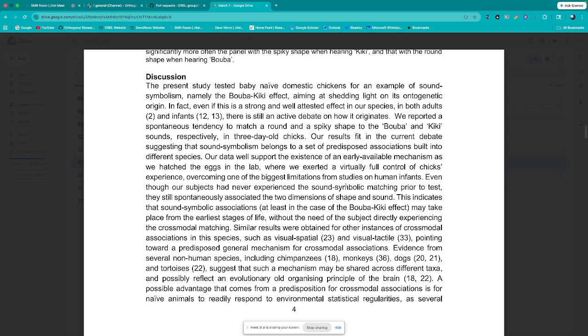This indicates that this Bouba-Kiki effect may take place from the earliest stages of life without the need of subject directly experiencing the cross-modal matching. So they don't experience cross-modal matching before this, that just happens. Similar results were obtained for other instances of cross-modal associations in this species, such as visuospatial, visuotactile, pointing towards a predisposed general mechanism for cross-modal associations. So cross-modal associations are maybe thought to be innate, that you can build in those associations, or that they come as a natural feature selection mechanism.